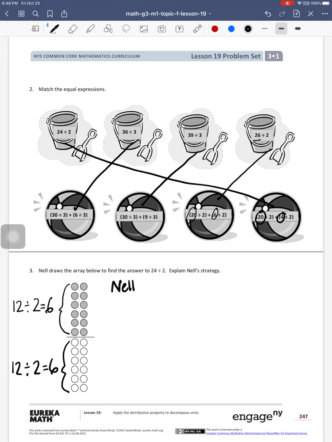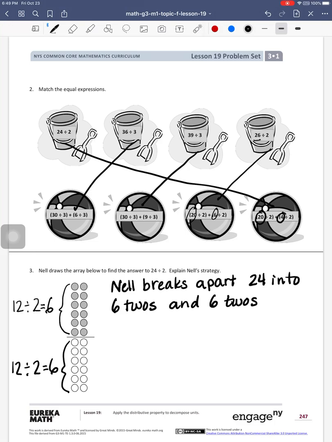Nell breaks apart 24 into 6 twos and 6 twos, because we had 2 groups of 6, which equals 12.